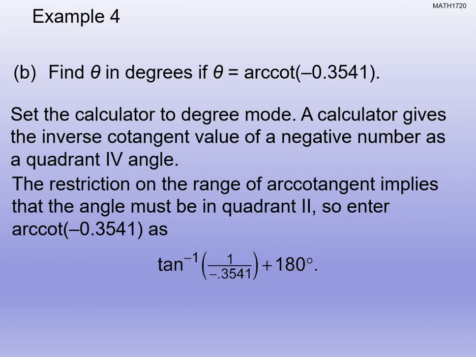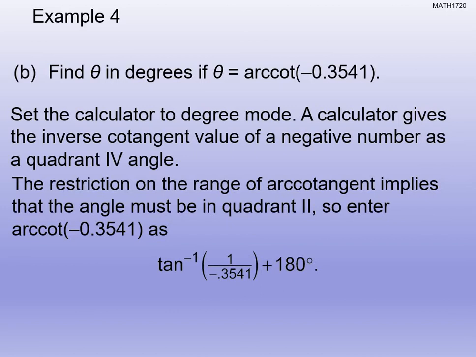Okay, the restrictions on the range for us, going back to your table, say that we have to be in quadrant 2. So when we have a negative angle like this, it's very imperative that you have that domain and range chart out so that you know when you have to add 180 and when you don't. So when we do this, we're going to do tangent inverse of 1 over negative 0.3541.